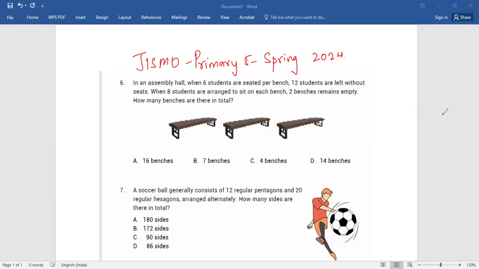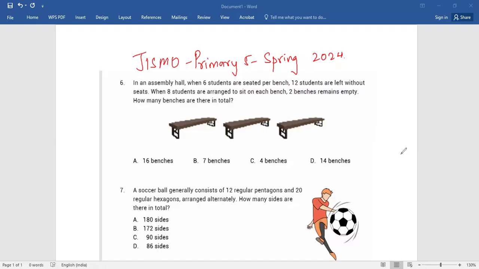Hello friends, today we will be doing question number 6 and 7 for JISMO Primary Grade 5 Spring 2024 paper. Question number 6 reads as follows. You can actually pause it and just try to do both the questions and check your answers against when I solve these questions. Question number 6.